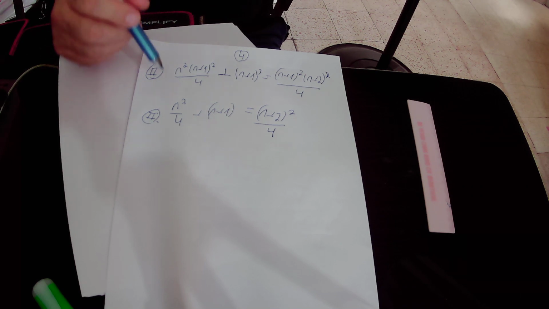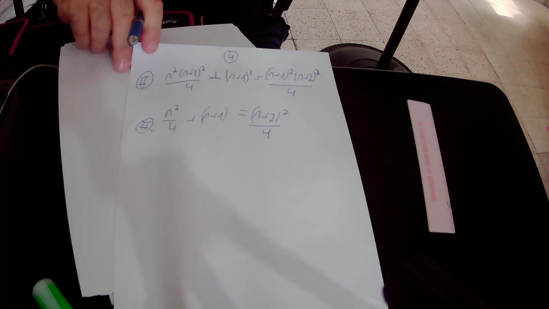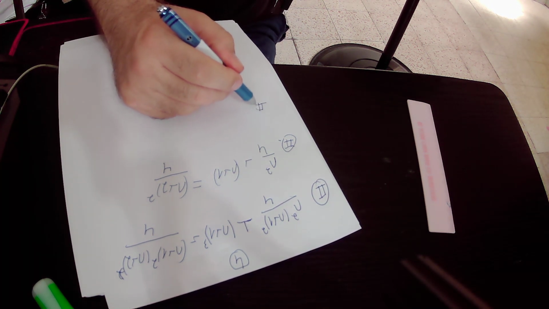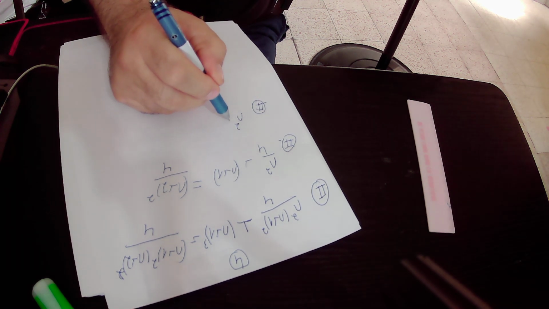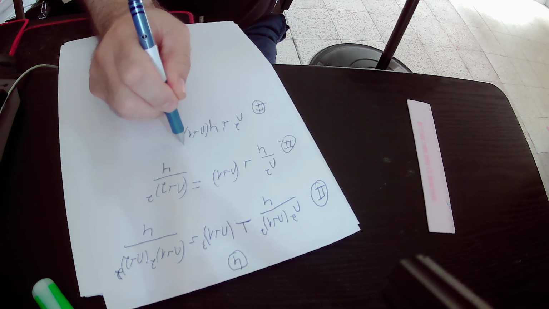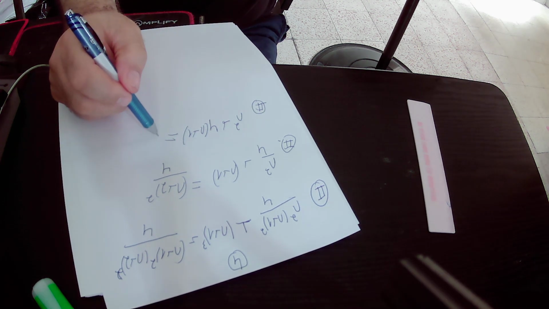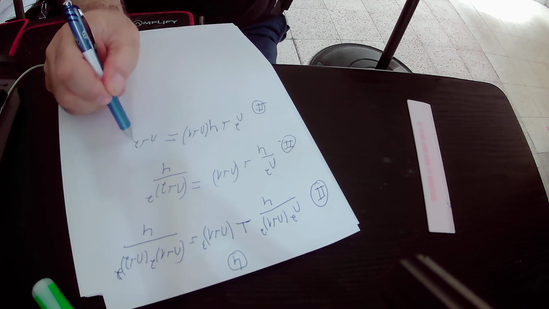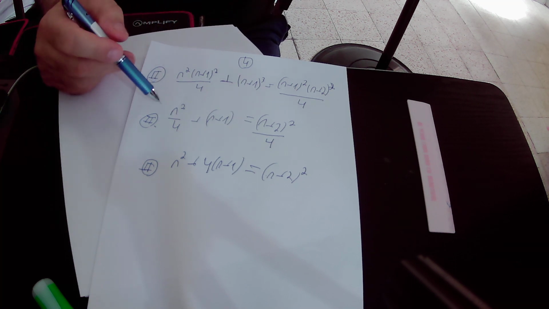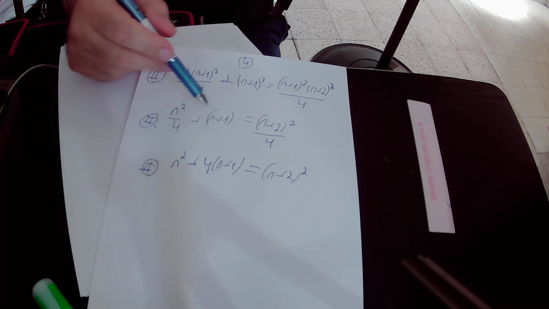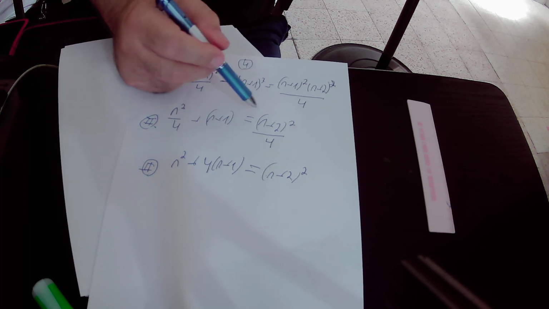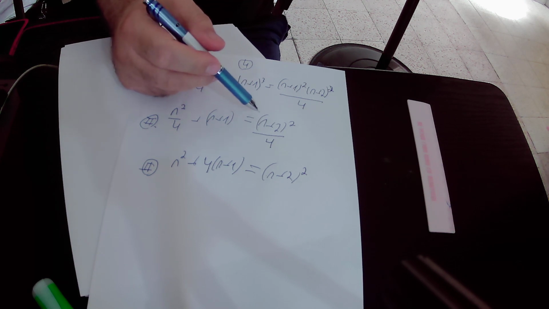Okay, now we will multiply both sides of the equation by 4, so it will be n squared divided by 4 times 4, which is n squared, plus (n plus 1) times 4, which is 4(n plus 1), and (n plus 2) squared divided by 4 times 4 is (n plus 2) squared.